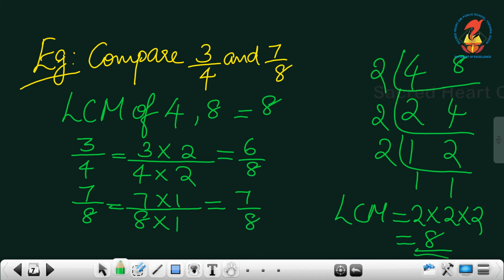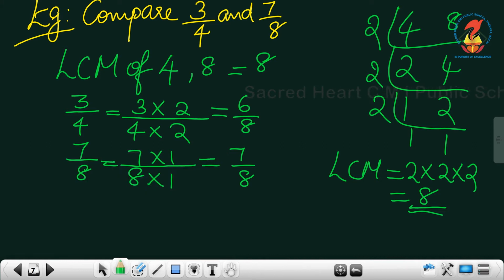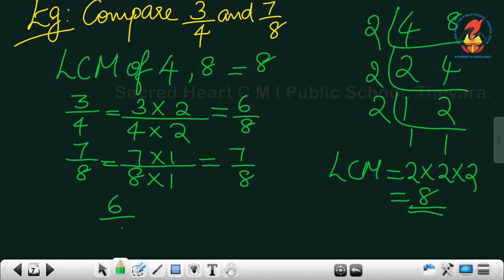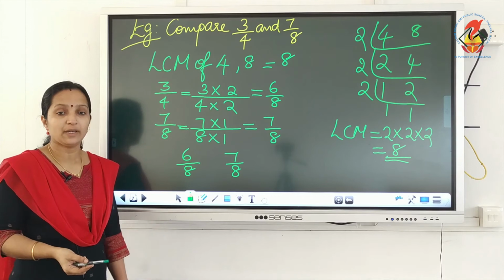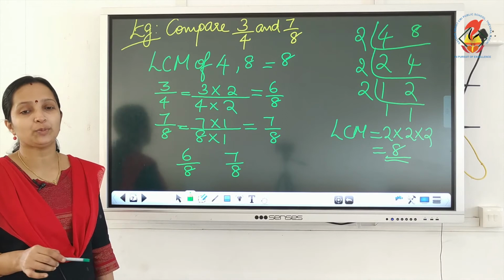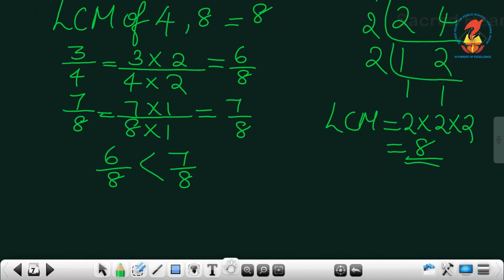7 by 8. Okay. Now, we got two like fractions, two equivalent fractions, is it? 6 by 8 and 7 by 8. Now, look at these fractions. 6 by 8 and 7 by 8, they are like fractions. That means the denominators are same. If the denominators are same, we already learned fraction with greater numerator will be the greatest fraction. So, 6 or 7, which one is greater here? 7 is greater. So, we can say 6 by 8 is less than 7 by 8.